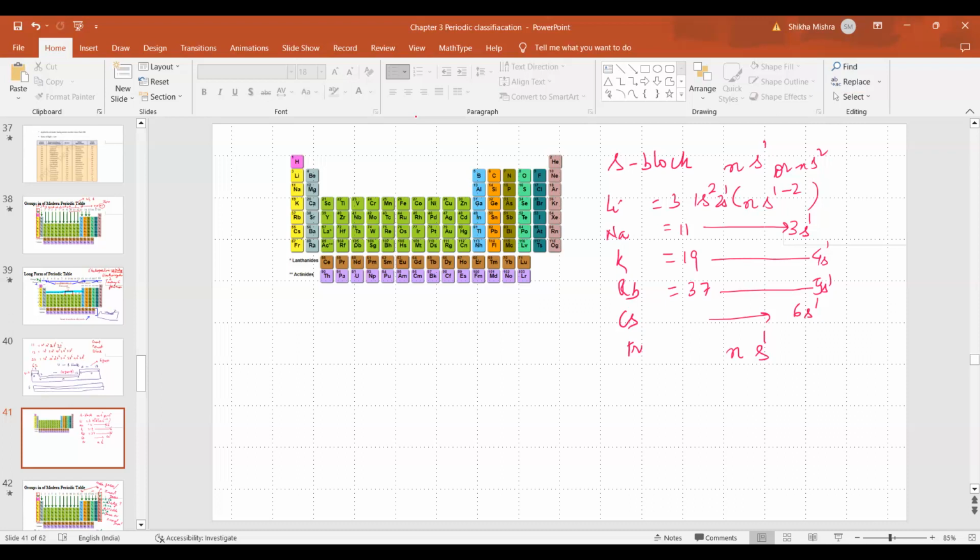Ma'am, I have a doubt. Are only these elements in the S block? Because you also gave us vanadium, and that ends in 4s2. Or do we write 3d3 at the end? So does that go into the D block?